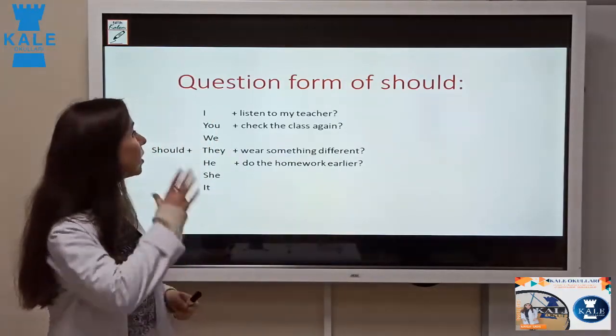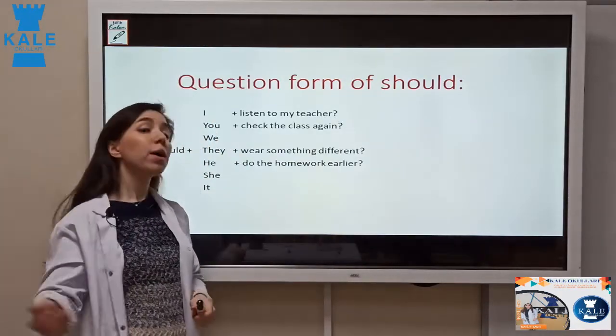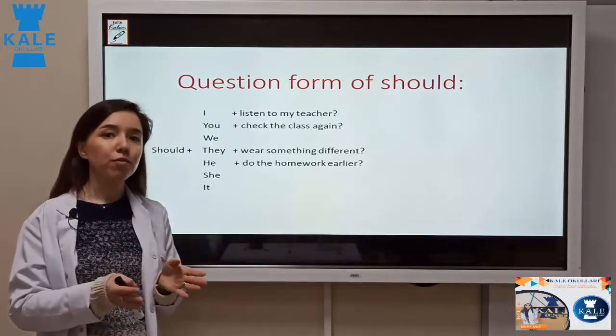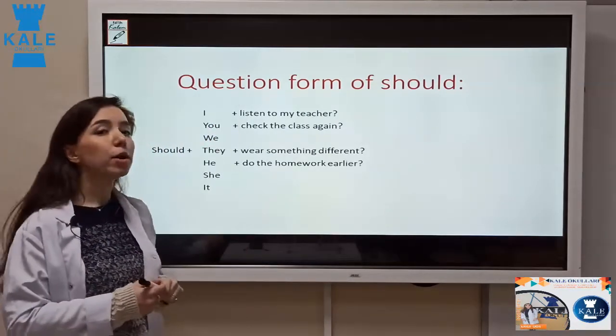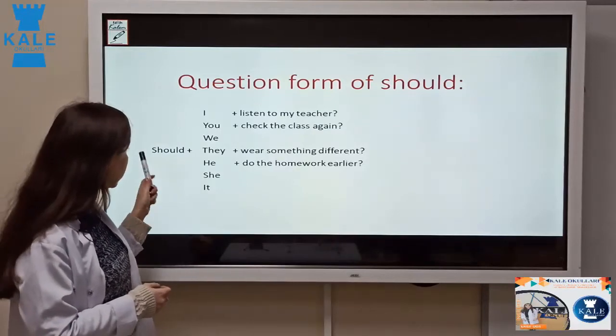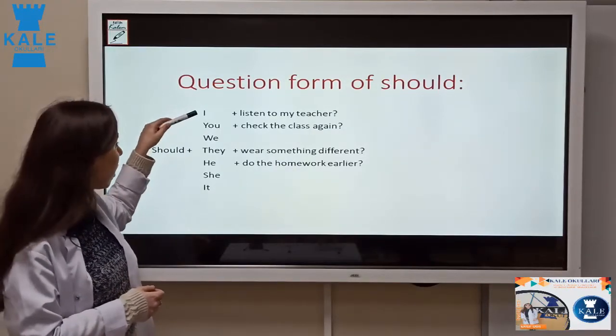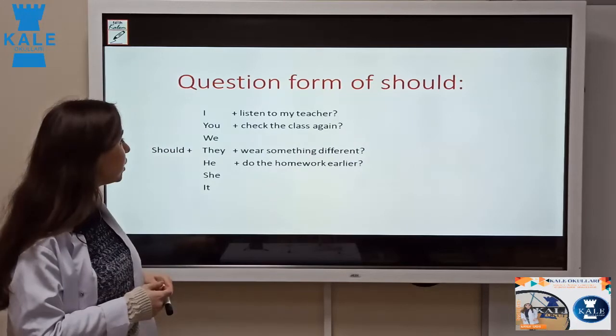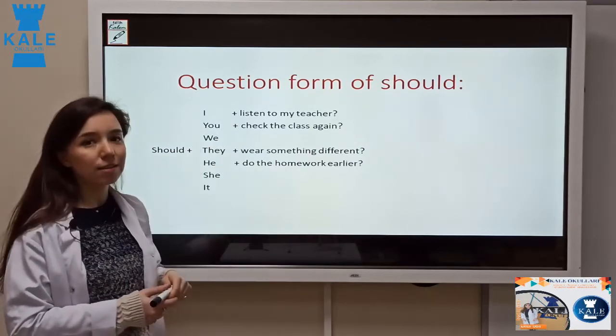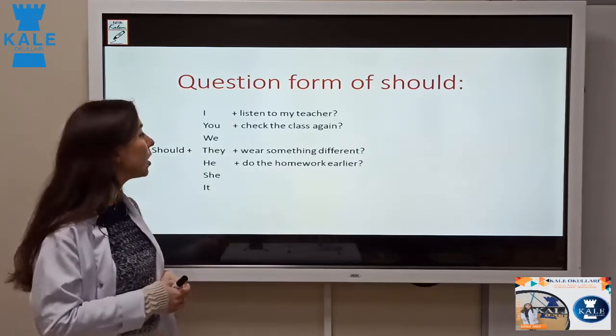So let's check here. How is the question form? We talked about the positive and negative form of should, yes? Now we are going to talk about the question form of it. First we have to write should, then our pronouns, I, you, we, they, he, she, it, then our sentences, yes? Again, our infinitive without to.